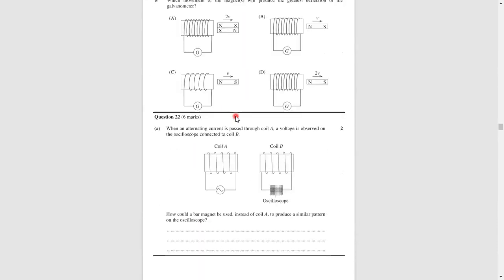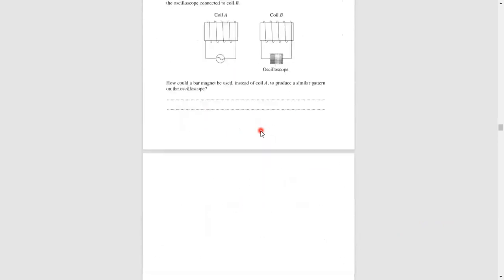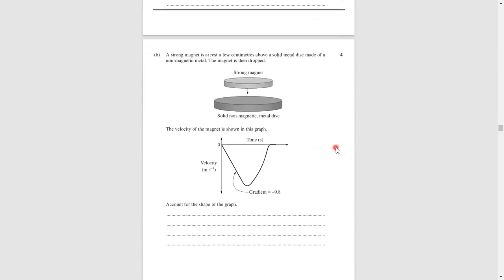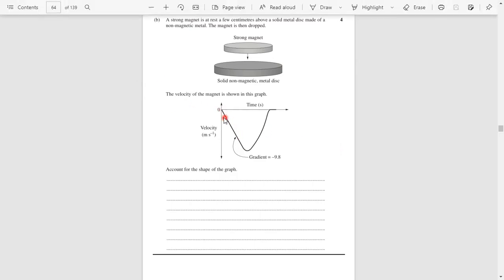Questions like this often come up, so just make sure you can apply the induction concepts that we covered earlier to do those. Okay, so let's go through this question. A strong magnet is at rest a few centimeters above a solid metal disc made of a non-magnetic material. The magnet's then dropped, and you've got a graph showing the velocity of the magnet, which clearly has a linear section here, and then this kind of idea.